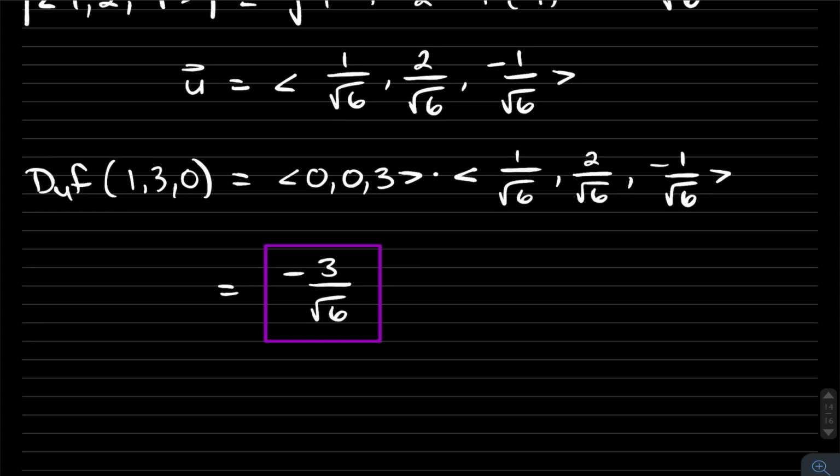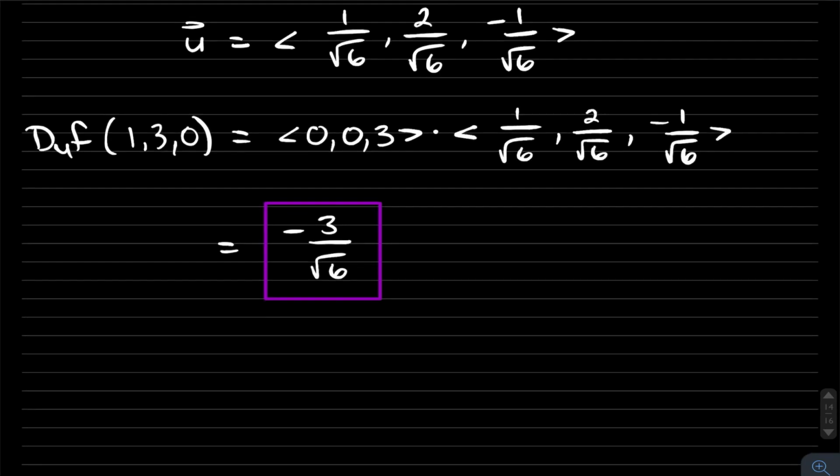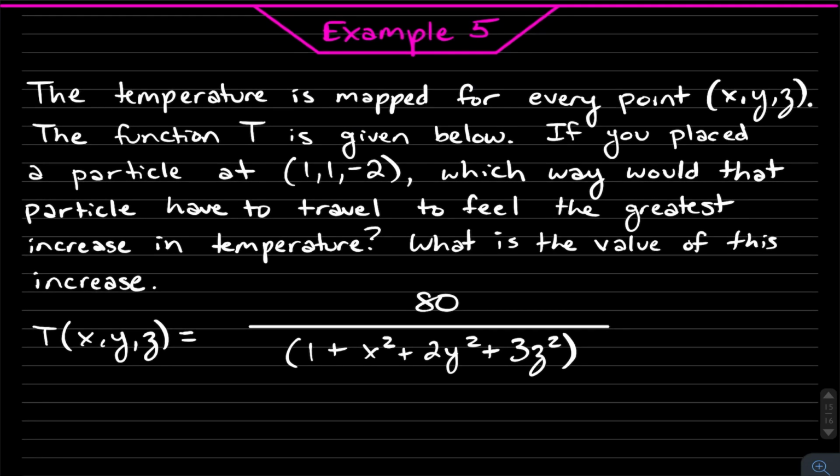And so now we're just going to move on to our last problem here. And that last problem, example 5, is a little bit nastier, but we'll get through it. The temperature is mapped for every point x, y, z. The function of T is given below. If you placed a particle at 1, 1, -2, which way would that particle have to travel to feel the greatest increase in temperature? What is the value of this increase?